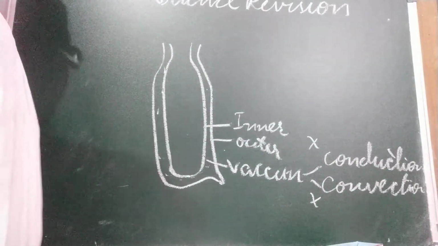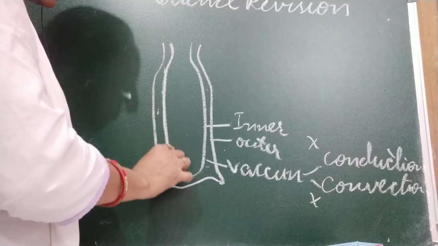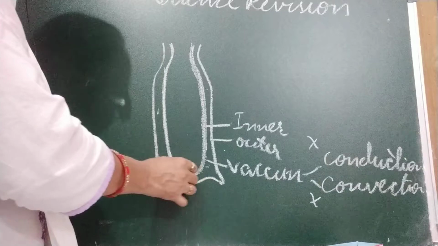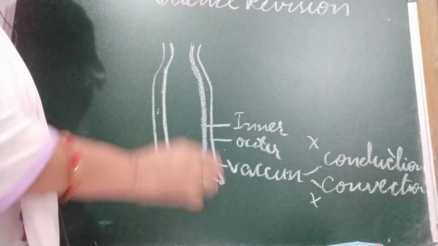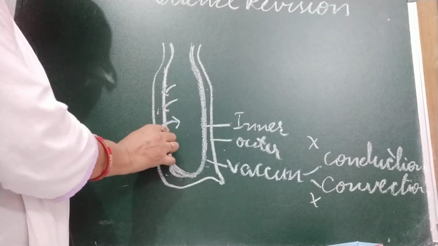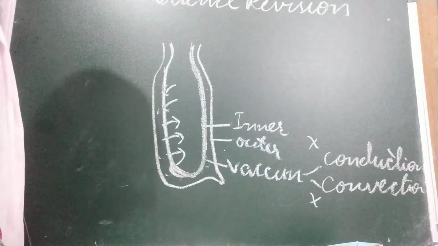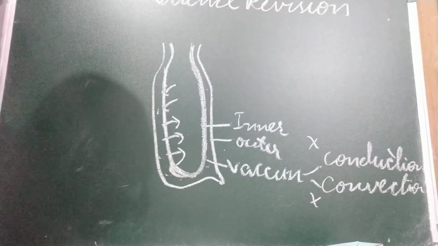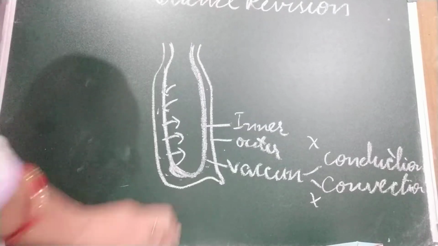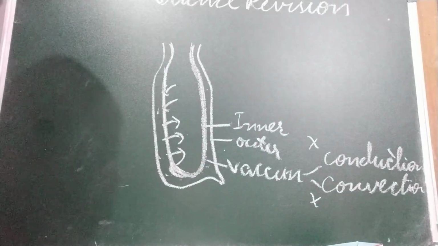And how can we reduce radiation? The inner wall is polished with silver. The silver color is a good reflector. Whatever heat goes to the wall is reflected back by the wall. So the silver surface reflects the heat back, thus reducing radiation. This way the liquid present in the flask remains hot or cold for a long time.